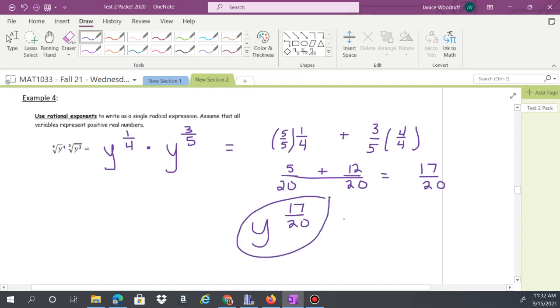And we leave it in that form because we want to leave it as rational exponents.